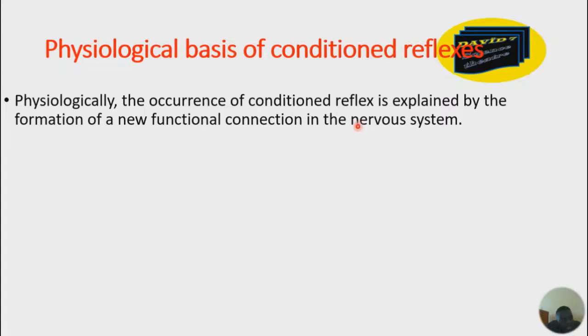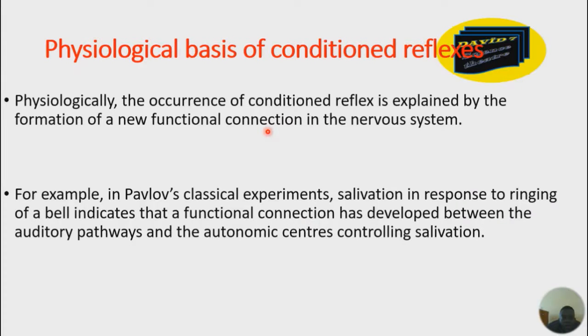Physiologically, the occurrence of conditioned reflexes is explained by the formation of new functional connections in the nervous system. So, for example, in experiments of Mr. Pavlov, salivation in response to the ringing of a bell indicates that a functional connection has been developed between the auditory pathways and autonomic centers controlling salivation. Yes, autonomic nervous system and auditory pathways, there has been a connection made so that the dogs will salivate on a ring of a bell when food is absent.